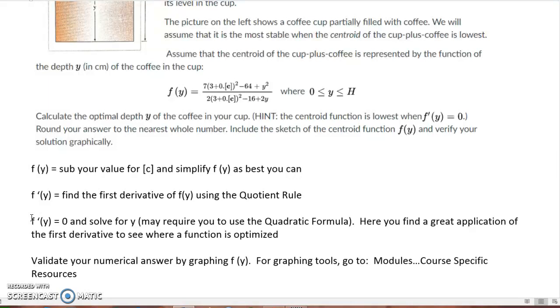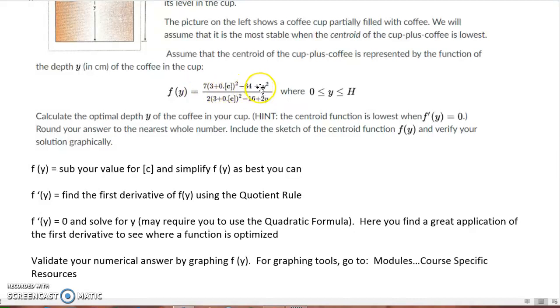After you've done that, what we want you to do next is go back to your original function after you have substituted your value for c, and graph that function. I left you a note here. If you go into the course and click on modules, before you get to any of the weekly modules, there is a subsection called course-specific resources, and in there you'll find some graphing tools.